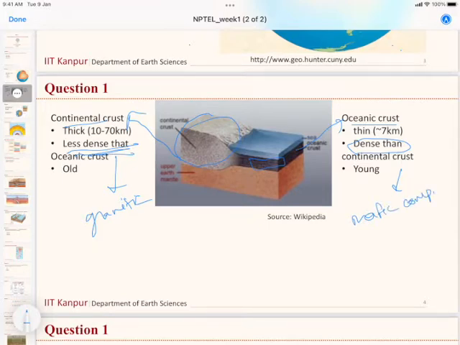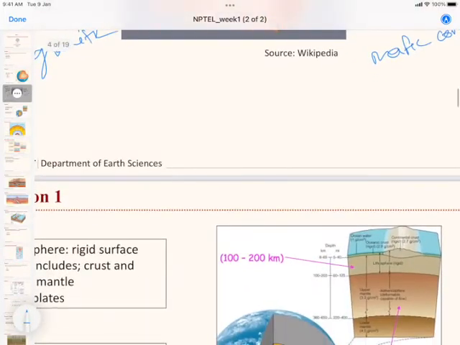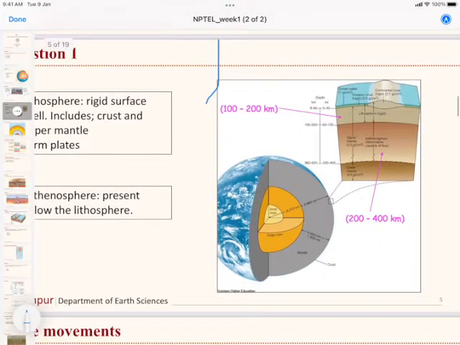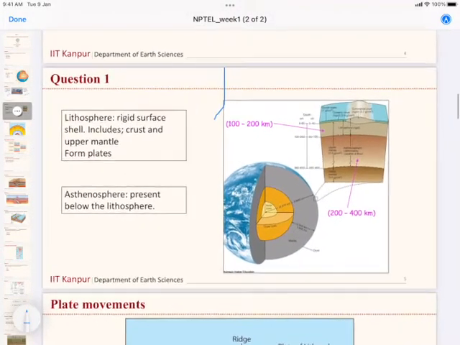Now, as we have discussed the crust, we have the idea that there are two major crusts, continental and oceanic. Moving ahead, what else is comprised under the plates? Okay, sorry, there's some issue related to touch.